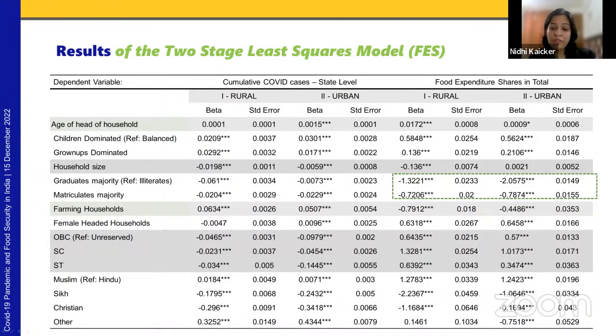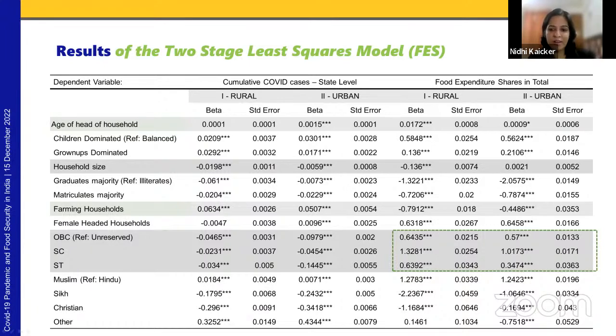If you look at education, we find that the food expenditure share is lower for households with a majority of matriculates and even lower with a majority of graduates. Farming households have lower shares of expenditure in comparison to non-farming households, and households with a female head have food shares that are higher than households with a male head. Coming to the caste-based disparity, the food share is highest for scheduled caste households, followed by OBCs and STs, compared to the unreserved category, implying that lower castes have a higher share of food in total expenditures.